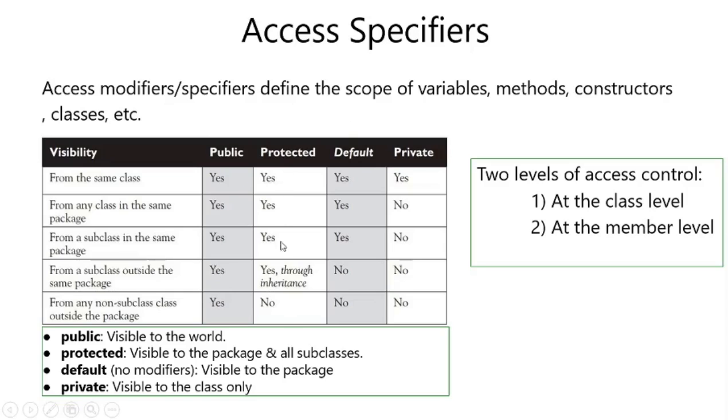Next part is protected members. So if we are declaring some members in the class and if those are protected, their scope is protected, then they are accessible from the same class, they are accessible from any class in the same package, they are accessible from a subclass in the same package, they are accessible from a subclass outside the same package but through inheritance. So if inheritance is there, then protected members are accessible in the subclass. That subclass may be in the same package or outside of the same package.